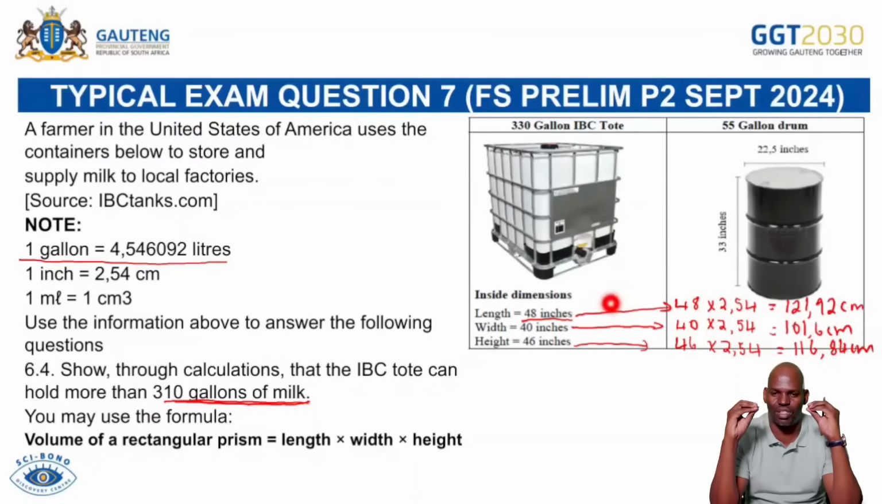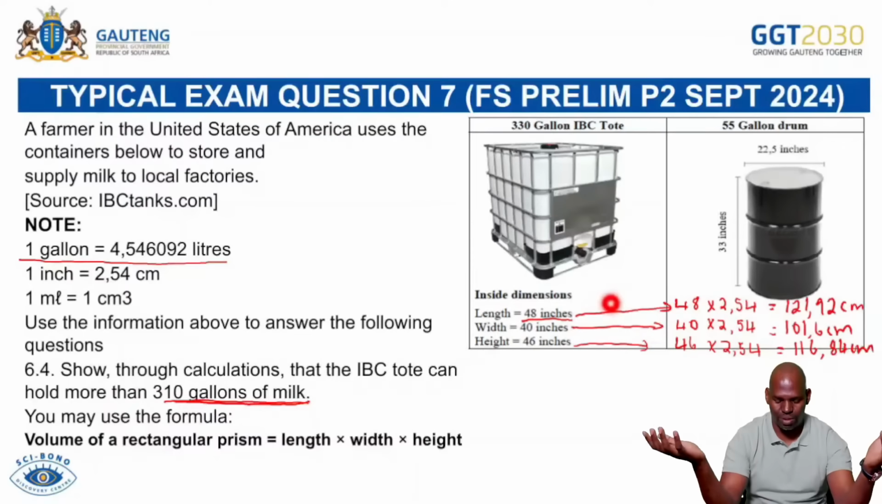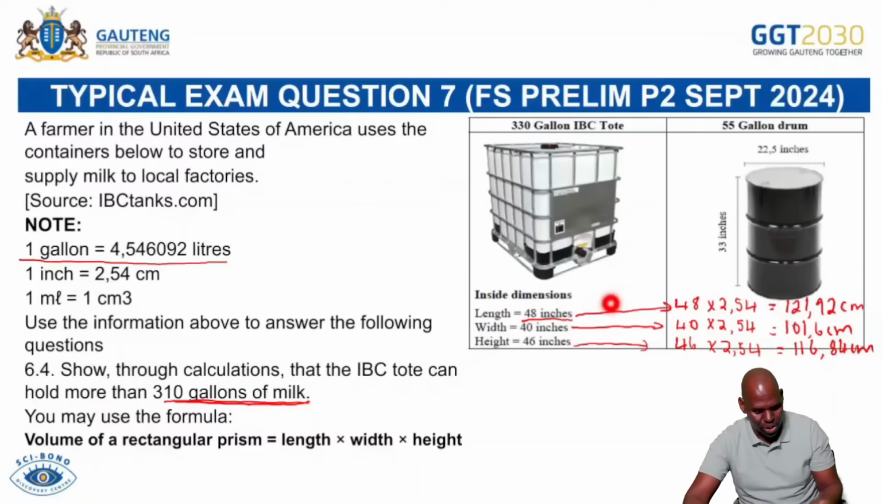Once everything is in centimeters, I know that my answer will be in centimeter cubed. Then now I can do the substitution. My volume is, the length is 121,92.